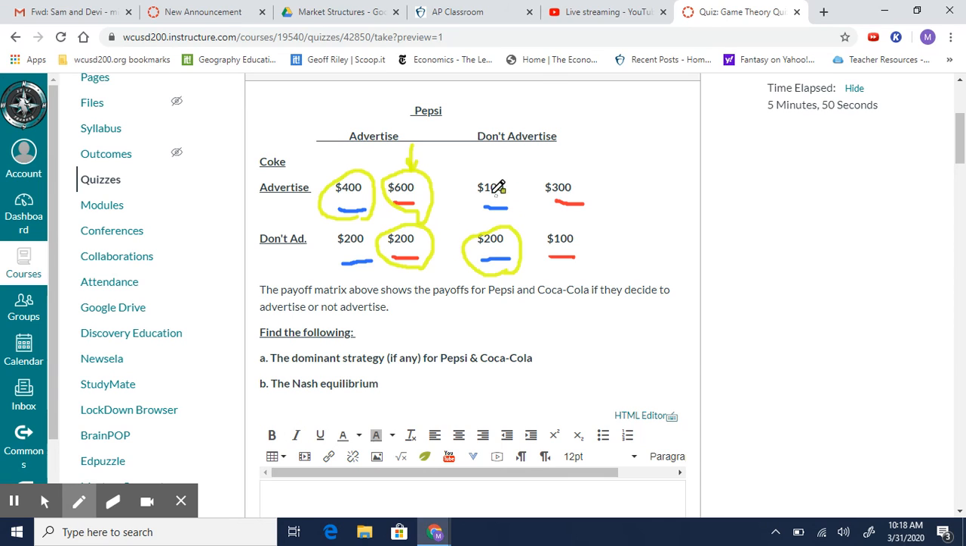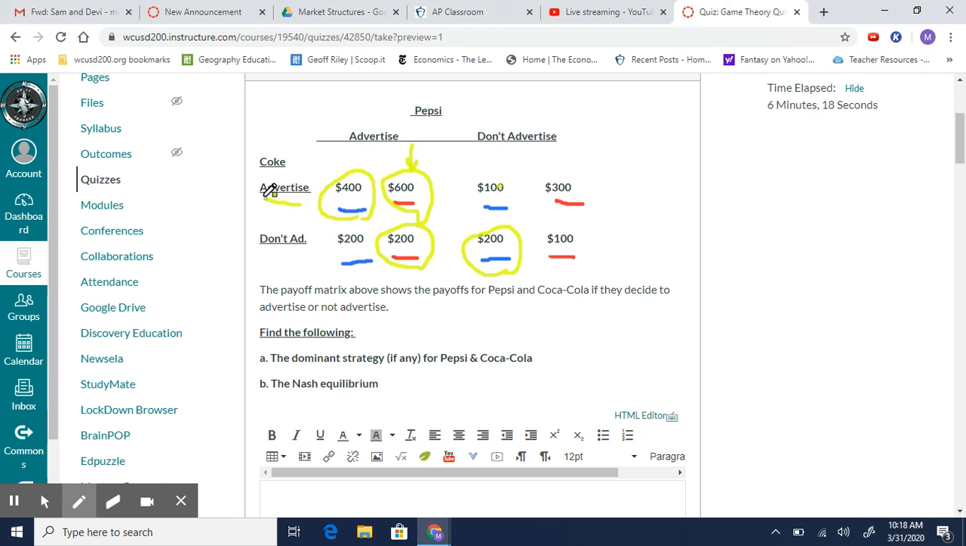Because if Pepsi decided to not advertise, Coke isn't going to advertise either. But if Pepsi decided to advertise, Coke is going to advertise. They are going to choose one or the other based off of what Pepsi does. So there is no dominant strategy for Coca-Cola, but there is a dominant strategy for Pepsi. And when Pepsi plays that dominant strategy to advertise, Coke's going to do the same thing.